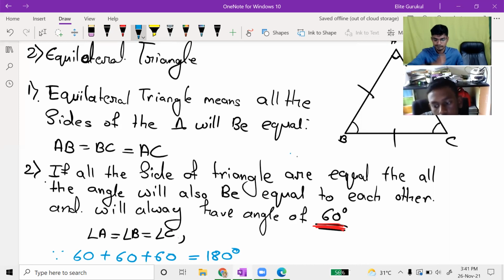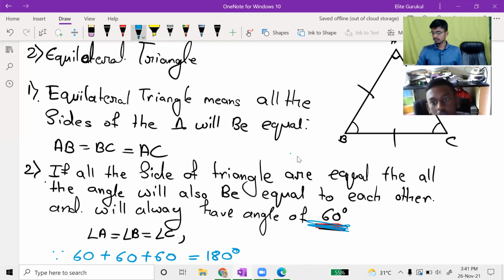Done? Yes, sir. Now, in this point, I have written something like, if all the sides of a triangle are equal to each other, then all the angles are also equal to each other. Okay? Yes, sir. When all the sides of triangles are equal and all the angles are also equal, then each angle will only become 60 degrees. Always in an equilateral triangle, always the angle will be how much? 60 degrees. Okay? Yes, sir.